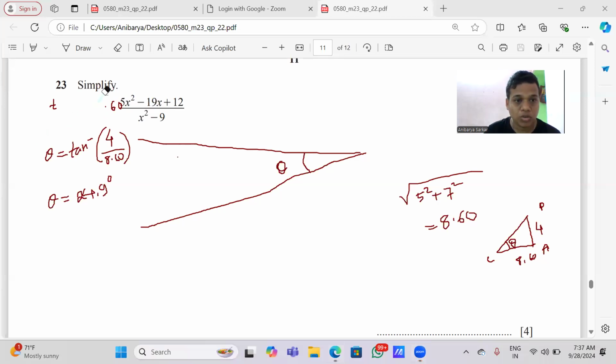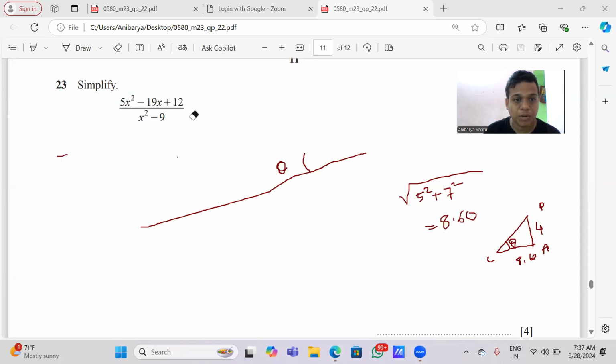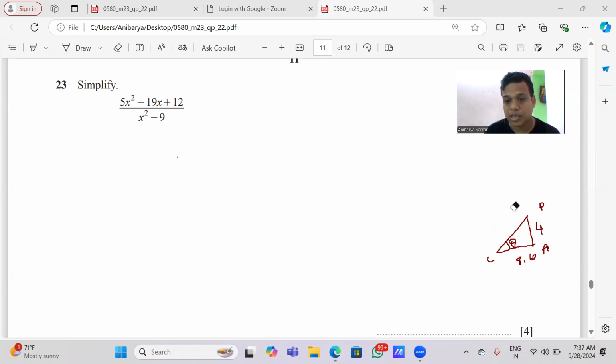Now from the next question, this is simplify. This sum is called rational factorization. Why is it called rational factorization? Because it looks like a rational number, and there is factorization in both the numerator and the denominator. Both sides are factorization.